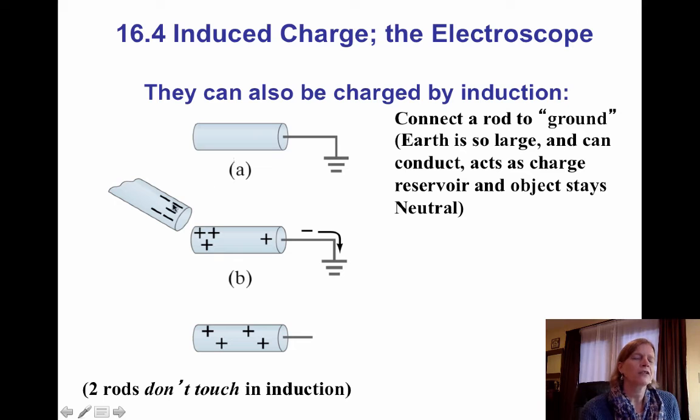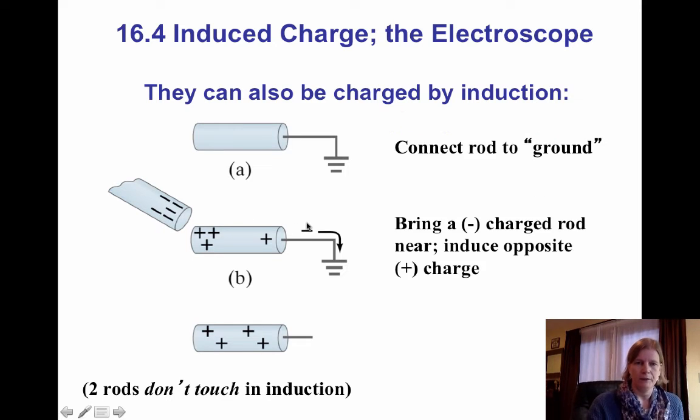So what happens? We bring a charged object nearby, but they don't touch. Say you bring a negatively charged object nearby. Opposites attract and likes repel, and since the electrons are what move freely, the electrons are repelled and move away. They go to ground, and you end up with a positively charged object. So bringing a negatively charged rod near induces a positive charge in this previously neutral rod. Electrons move away, and we have an excess positive charge here.